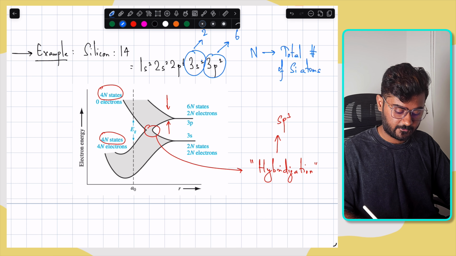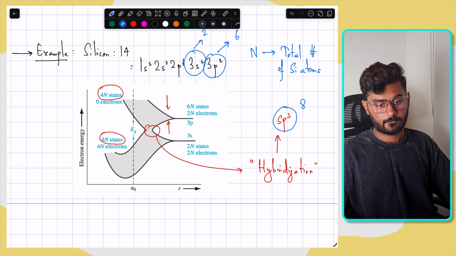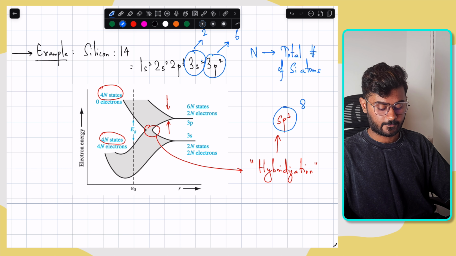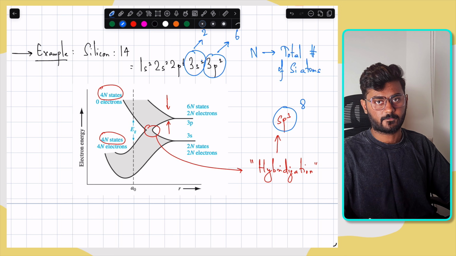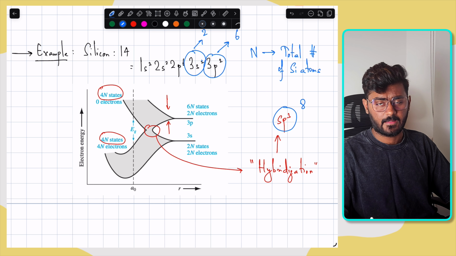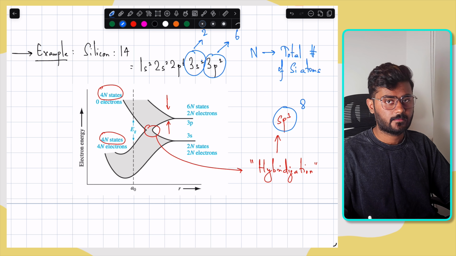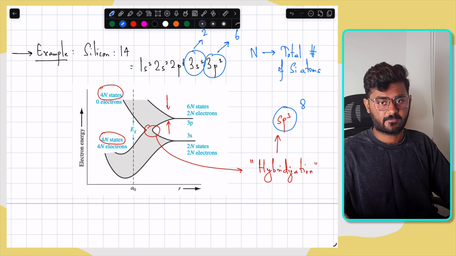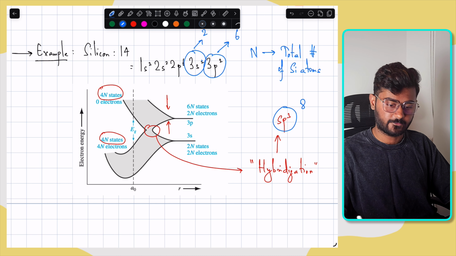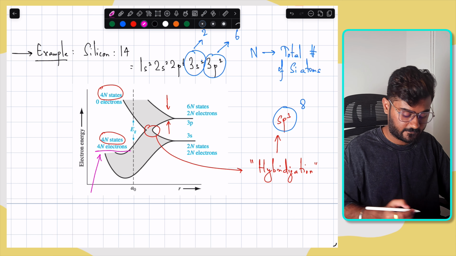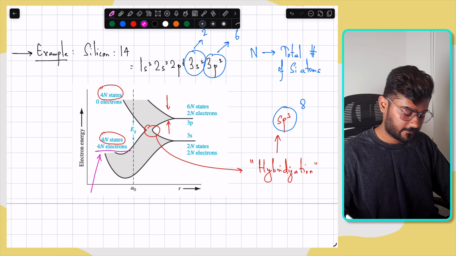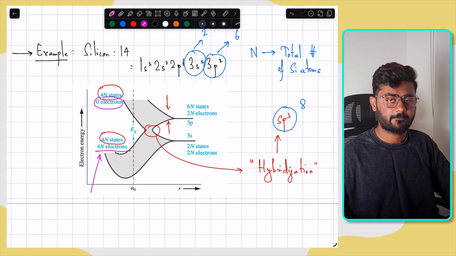We know that in sp3 we have a total of 8 states, because p had 6 and s had 2. So once it mixes, the total number of states is 8. And it equally splits into 4 states: 4 states in the antibonding orbital and 4 states in the bonding orbital. We know that electrons start filling from the lower energy orbitals, and that is what is mentioned here. There are 4 electrons filled in the lower orbital, and we can see that there are no electrons in the higher orbital.